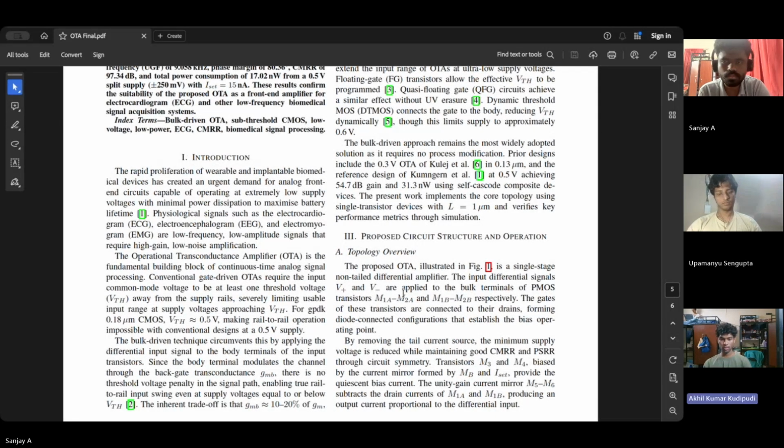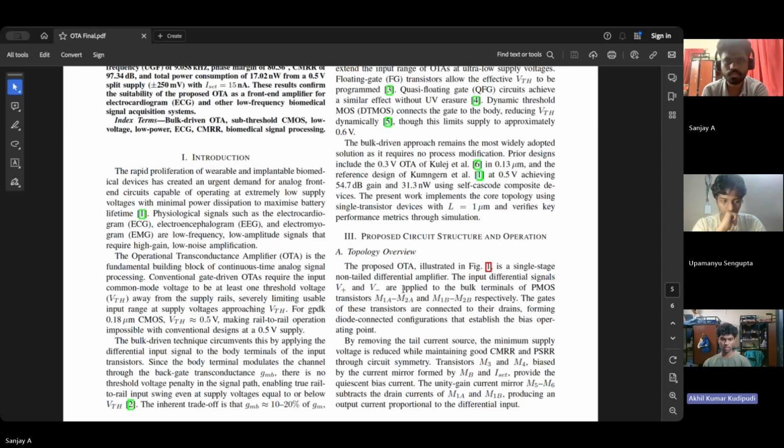But here, the fundamental problem lies with conventional OTA design. In a standard CMOS process, including our 180 nanometer technology, the threshold voltage VTH of a PMOS transistor is approximately 0.5 volts. A conventional gate-driven OTA needs the input common mode voltage to sit at least 1 VTH away from the supply rails. Do the math. If your total supply is 0.5 volts and you need 0.5 volt of headroom for VTH, you have literally zero room for any input signal. Conventional design is physically impossible at this supply voltage.